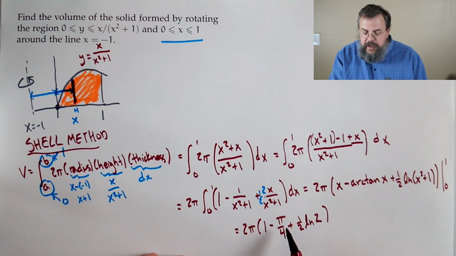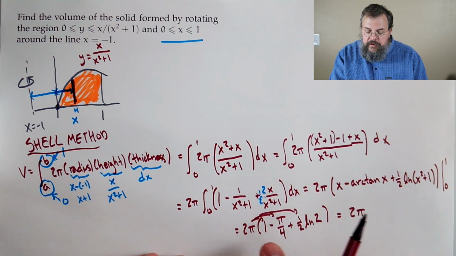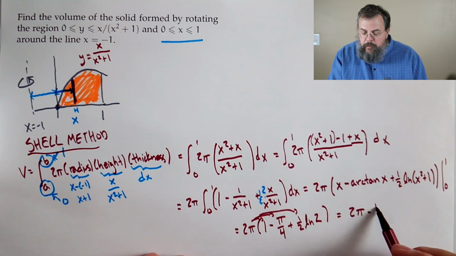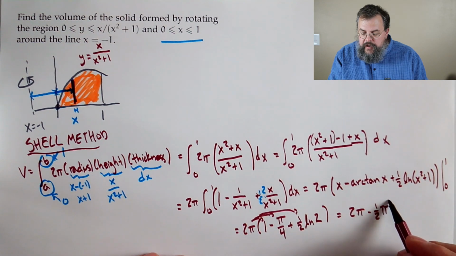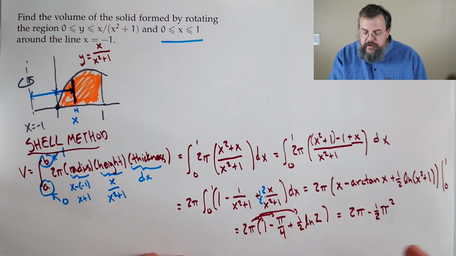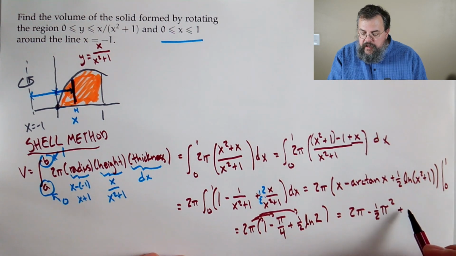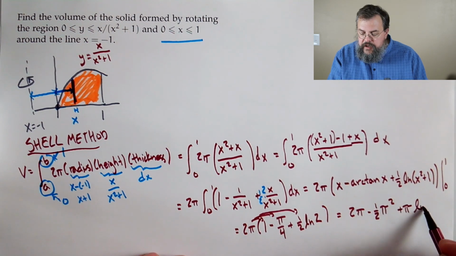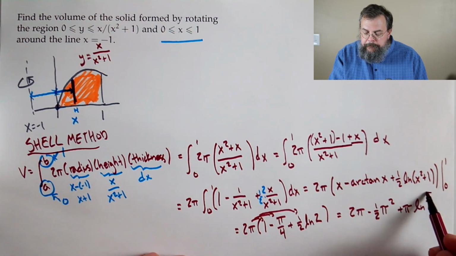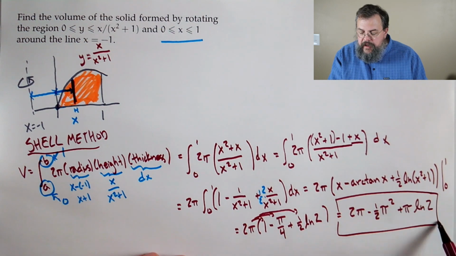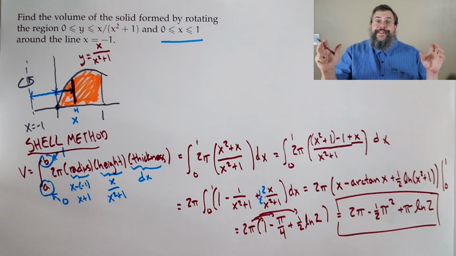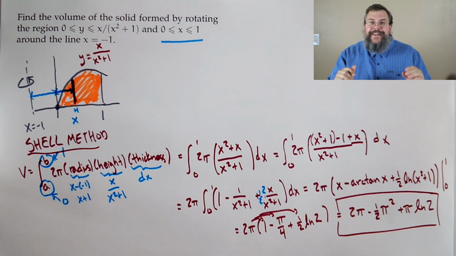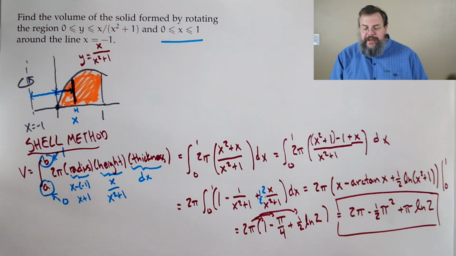And finally, we can multiply the 2 pi through to all the little pieces. So we get 2 pi minus the 2 and the 4. So that would be 1/2 pi squared. Here are the 2 and the 2. So plus pi natural log 2. And there you go. That's our answer. Wow, that was great. Good.